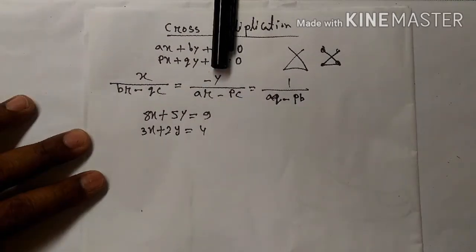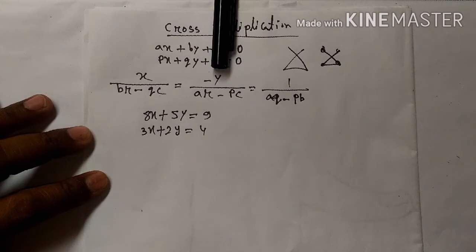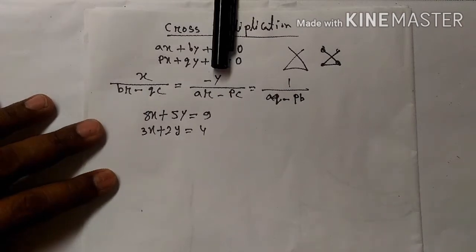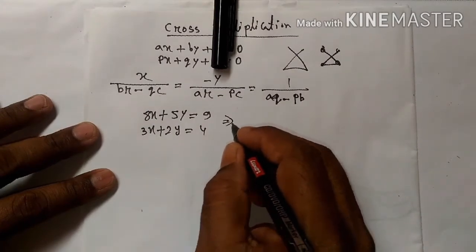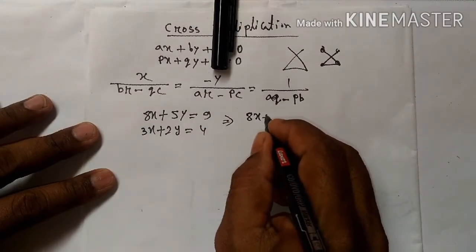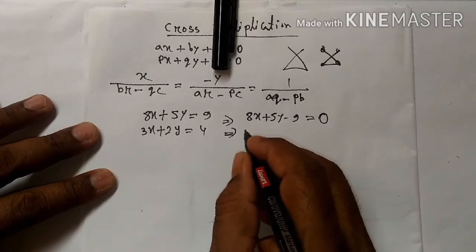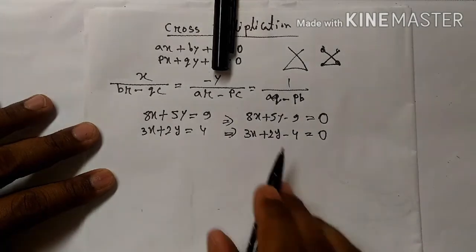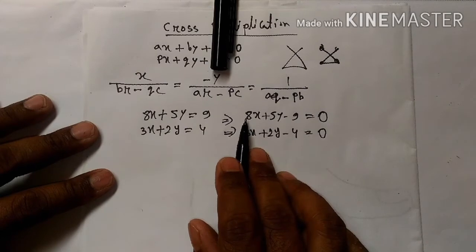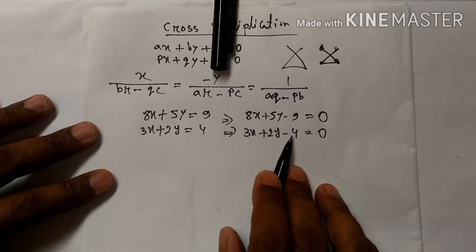Now I am taking one example. Suppose you have to solve 8x plus 5y equal to 9 and 3x plus 2y equal to 4. At first you have to convert the right hand side into 0. So it will become 8x plus 5y minus 9 equal to 0, and this will become 3x plus 2y minus 4 equal to 0. The constant terms are 8, 5 and minus 9, and here the constant terms are 3, 2 and minus 4.